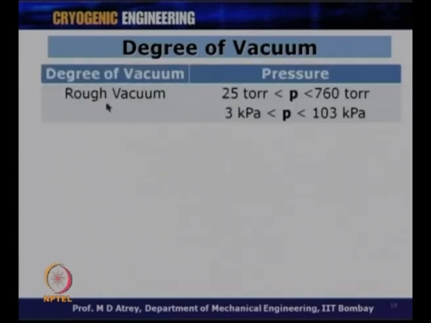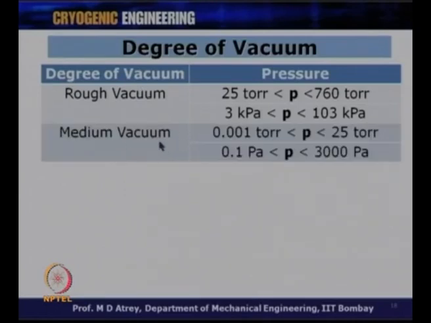The first degree of vacuum is normally called rough vacuum. In most industrial applications, we have rough vacuum, wherein the pressure is between 760 torr, which is approximately 1 atmosphere, and 25 torr. So, when your pressure is between 25 torr and 760 torr, we have rough vacuum, or in kPa, between 3 kPa and 103 kPa.